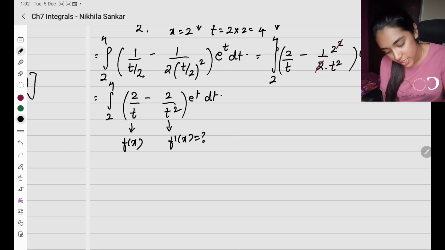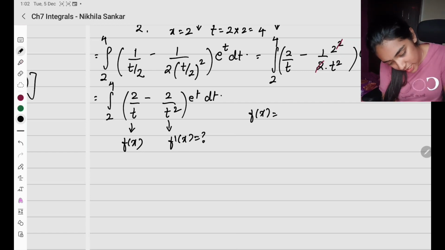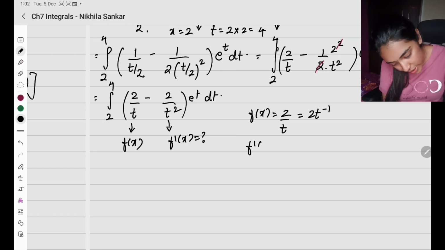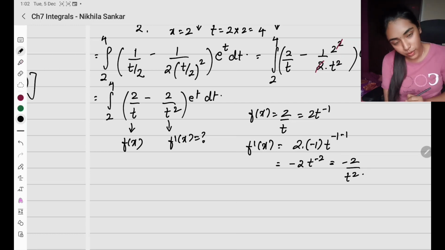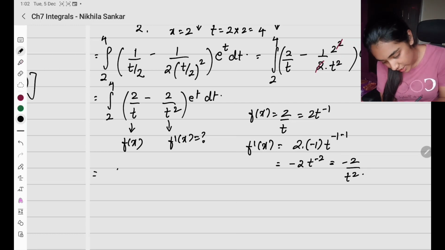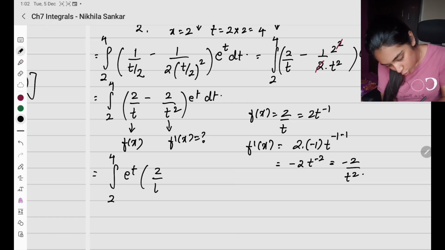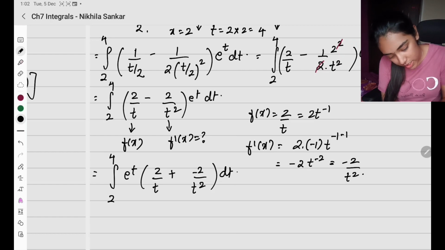இது பார்த்த உடனேவே தெரியுது. So this is going to be my f of x. I will check if this is my f dash of x. Check பண்ணலாமா? So I have f of x equals 2 by t, which is going to be 2t to the minus 1. So f dash of x is going to be 2 times minus 1 comes down, t to the minus 1 minus 1. So minus 2 t to the minus 2, which is going to be minus 2 divided by t square. Okay? So this integral I can write in the form, integral 2 to 4, e to the t, 2 by t plus minus 2 divided by t square, times dt.